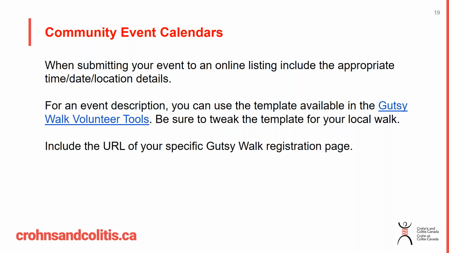In terms of adding in an event description, we do already have a draft template revised. And again, you'll also be able to find this in the Gutsy Walk volunteer tools. For your specific event, you can go ahead and tweak the template to make sure it's aligned with content for your particular walk. And then when you're posting these events, be sure to include the URL for your specific Gutsy Walk registration page rather than the national account.